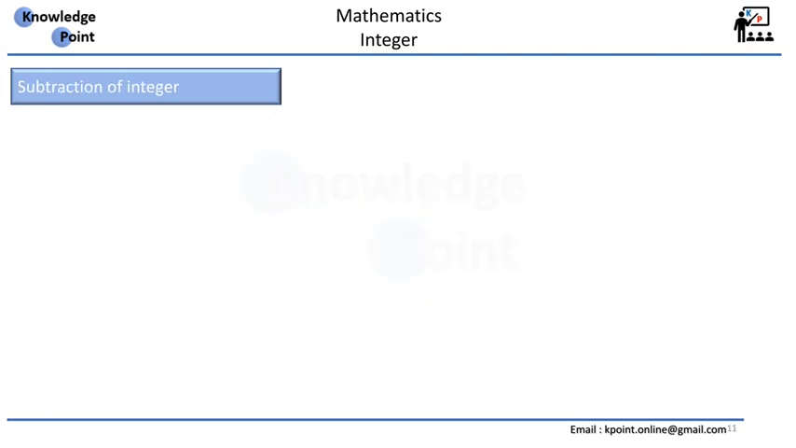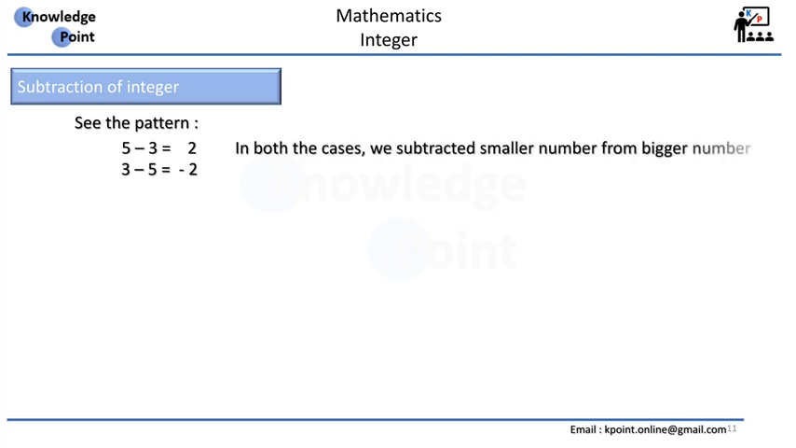The subtraction of the integer. See the pattern. 5 minus 3 is equal to 2. We just learned 3 minus 5 is minus 2. In both the cases, we subtracted the smaller number from the bigger number and wrote the answer with the sign of the bigger number.